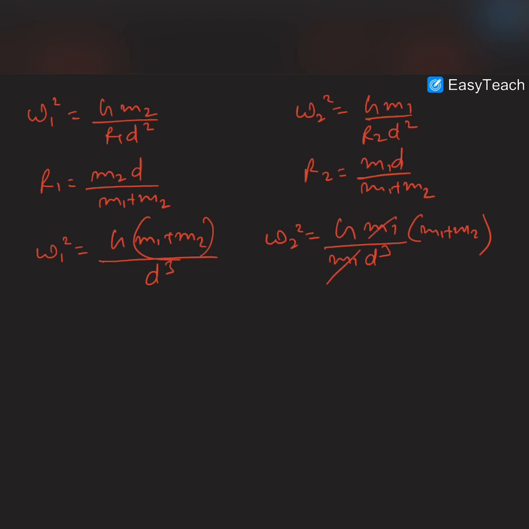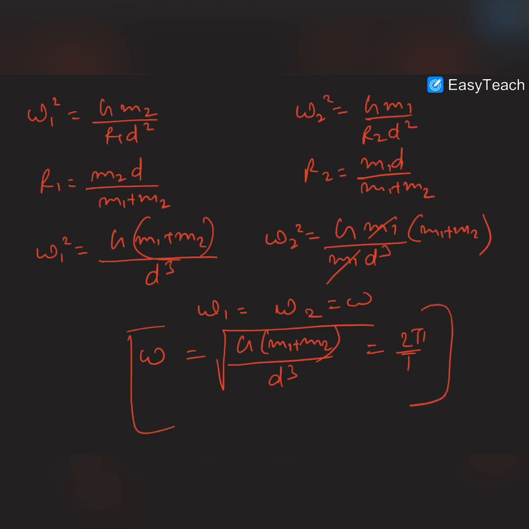So cancelling this out, we get that omega 1 is equal to omega 2, and omega will be equal to the square root of G into M1 plus M2 by d cube, and this is 2 pi by T. So we can also find out the time period.